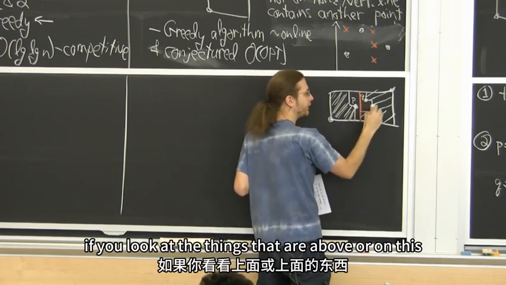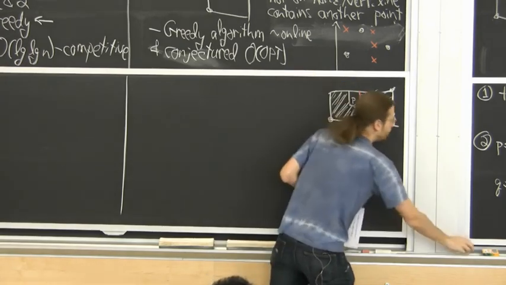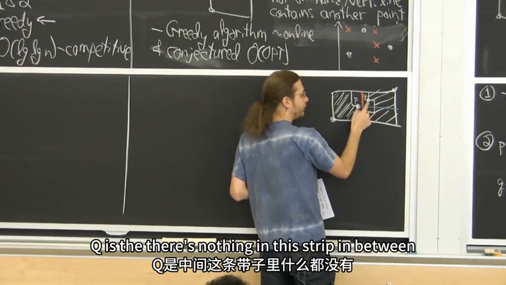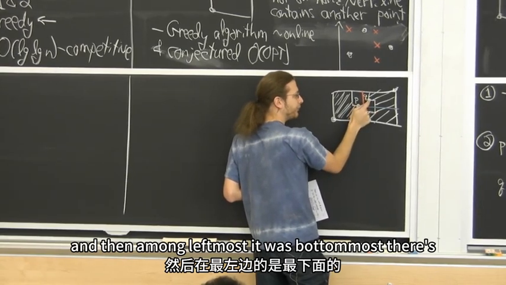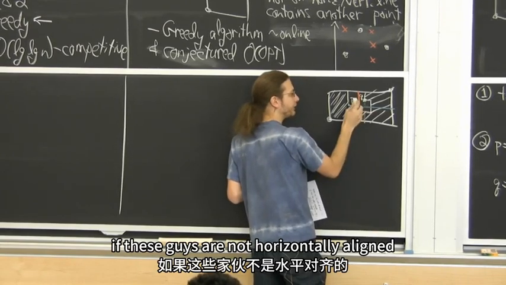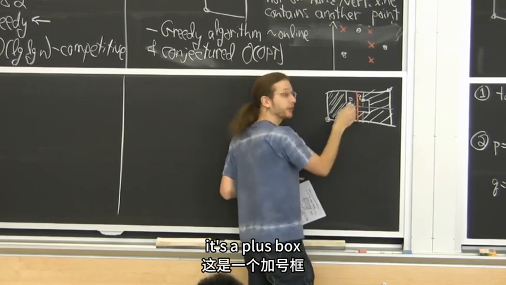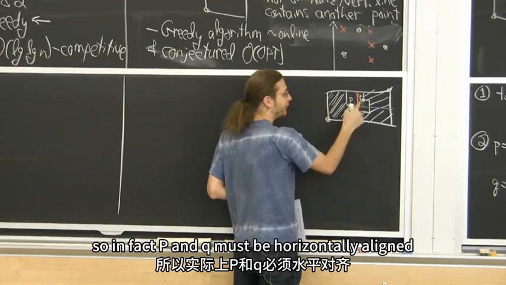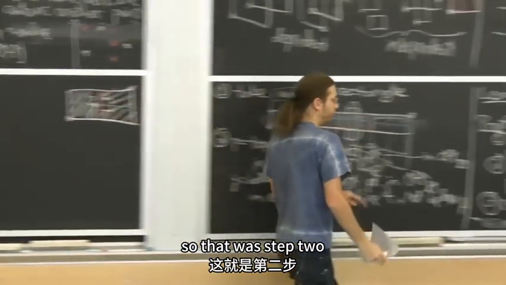Similarly for Q, if you look at the things that are above or on this horizontal line, which was the blue line over there, then there's nothing in this strip in between because Q is leftmost, and then among leftmost it was bottommost, so there's nothing down here. So if these guys are not horizontally aligned, there is an unsatisfied box here. Contradiction. It's a plus box. So in opt plus, there's got to be another point, which is a contradiction. So in fact, P and Q must be horizontally aligned. So that was step 2.